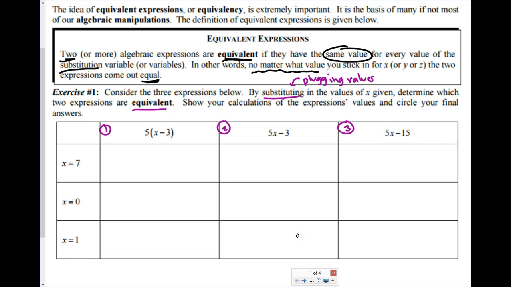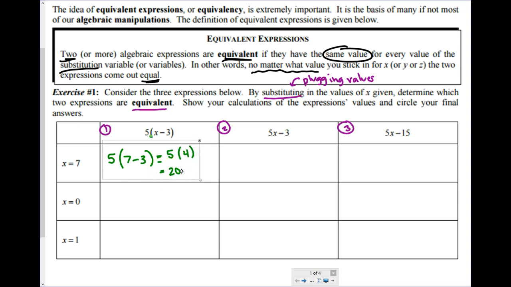Okay, so I'm going to do the first column for you, and then you are going to do the other two on your own to save some time. So this first column says x equals 7. So I'm going to write 5 parentheses. Instead of the x, what am I going to write? I'm going to replace it with a 7 and evaluate. This is the same as saying 5 times 4, which equals 20.